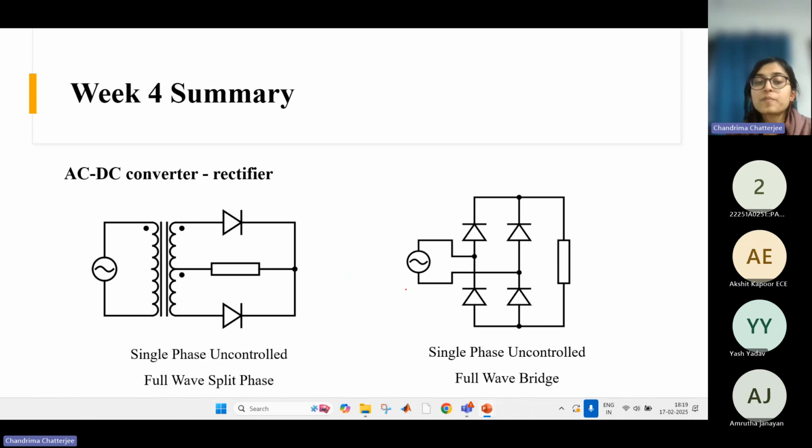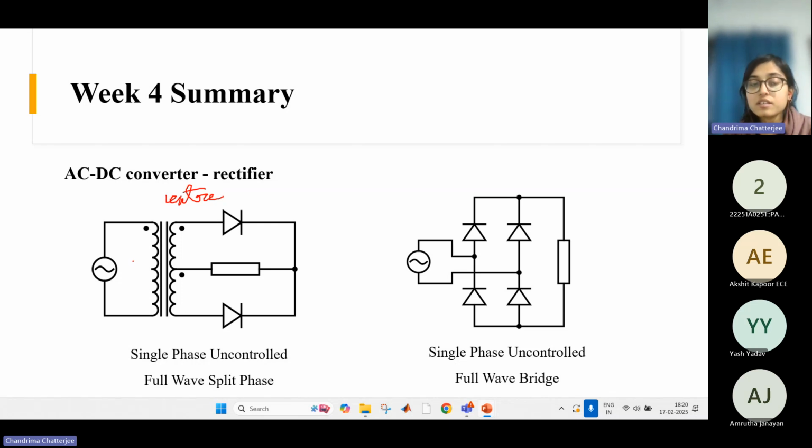These two are examples of full wave rectifier. This one is called split phase full wave rectifier. This one is also called center tap rectifier. This is also I shall mention in the final PPT anyway. I'm not writing because here the writing is not really good. This is called center tapped.